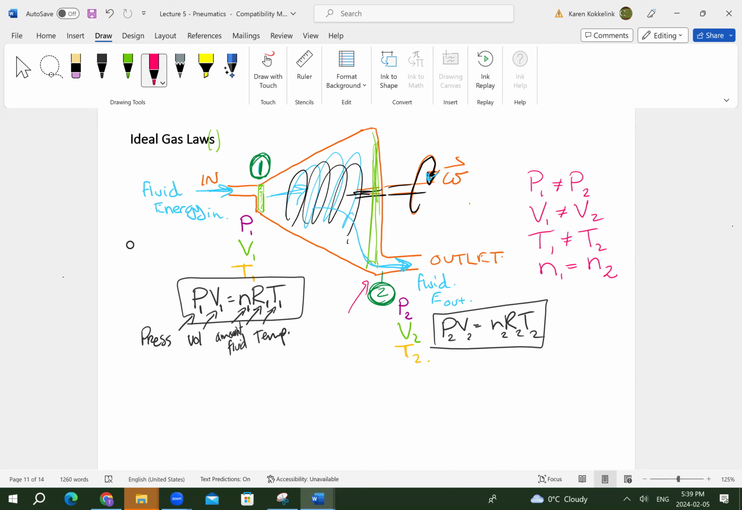And the material properties in must equal the material properties out, because it's the same fluid. So R in is going to equal R out. This is because it's the same fluid. And this is because nothing is lost. All right. So now what I can say is I'm going to rearrange my equations.